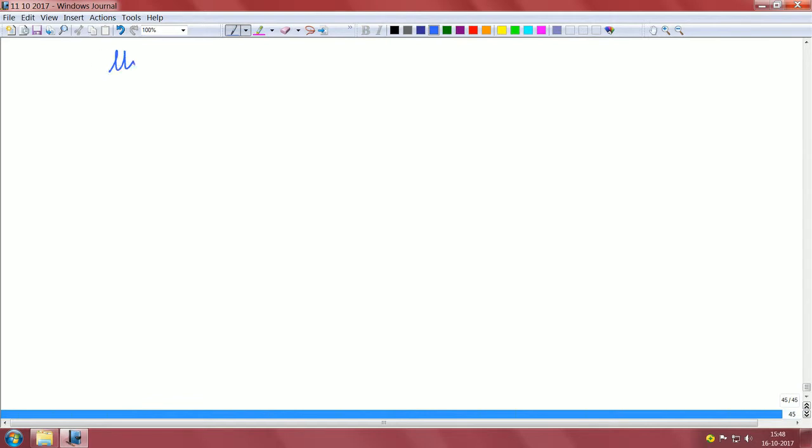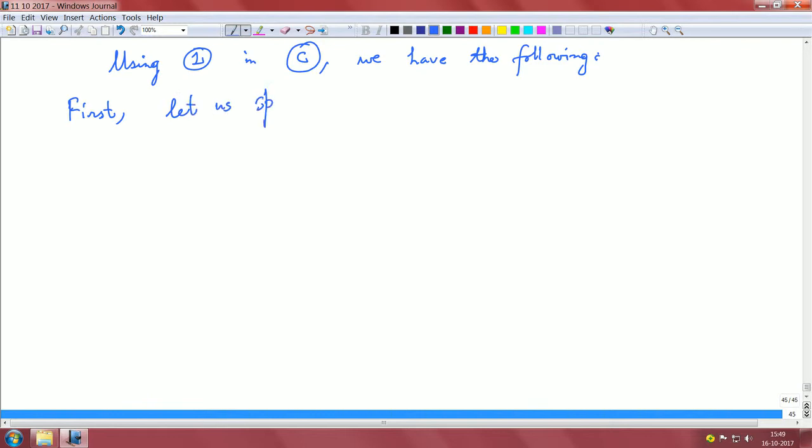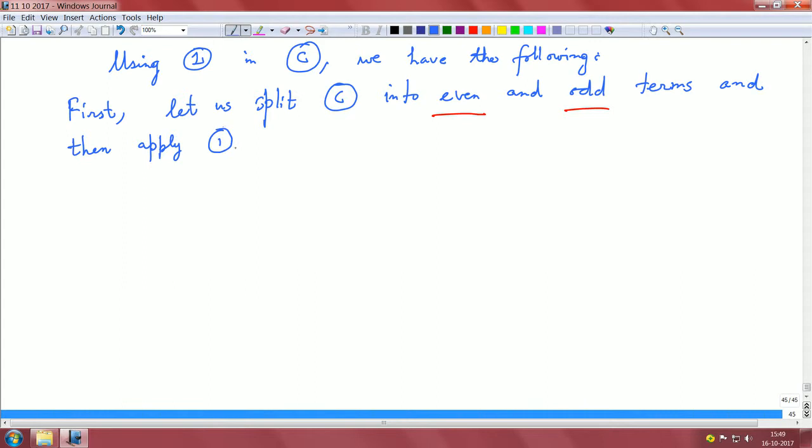Now, using equation 1 in C, we have the following. First, let us split equation C into even and odd terms. And then apply equation 1. This is a normal divide and conquer approach which people adopt, and you might have seen this in many algorithms in computer science. This is no different.